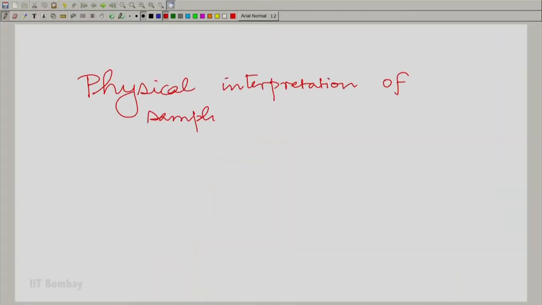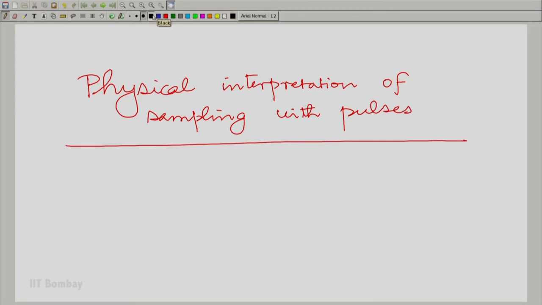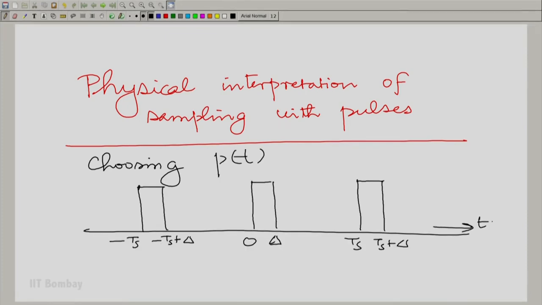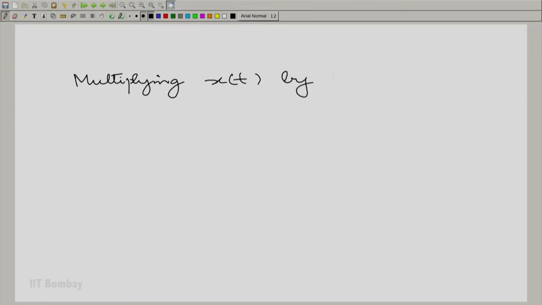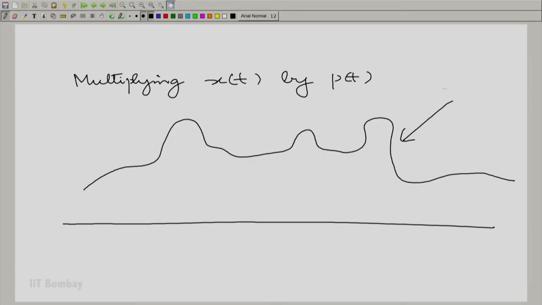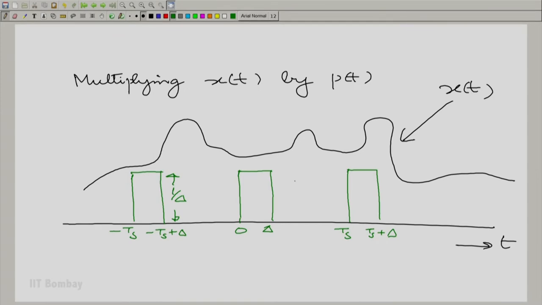Let us give that physical interpretation here. What I mean by that is, if we choose the periodic waveform pt to be the following, with an appropriate height, you could take the height to be 1 by delta if you like. Then what are we really doing? Multiplying xt by pt. Let us sketch it. Suppose you have xt that looks like this. This is xt for you, and I am showing pt in green over that. Multiplying this green pt by the black xt really means retaining what I am marking out as the red parts of xt.